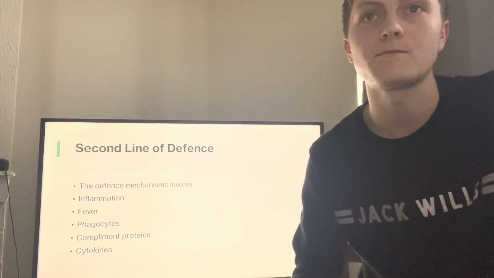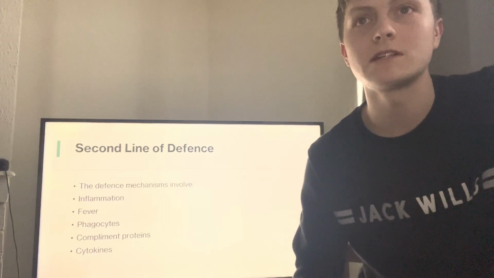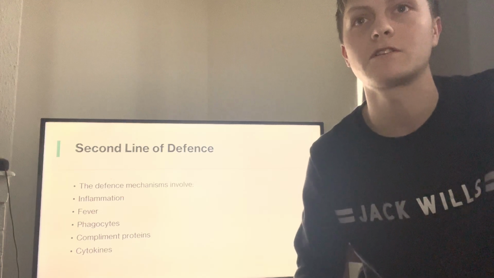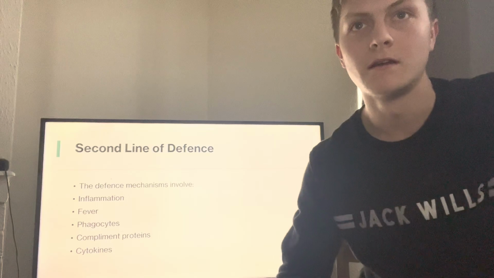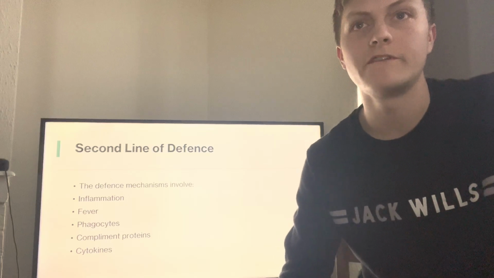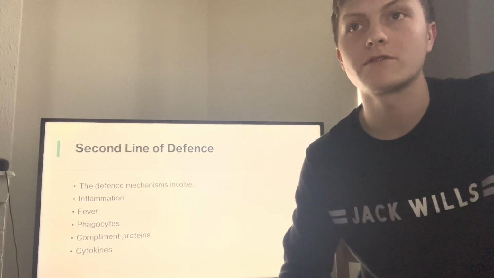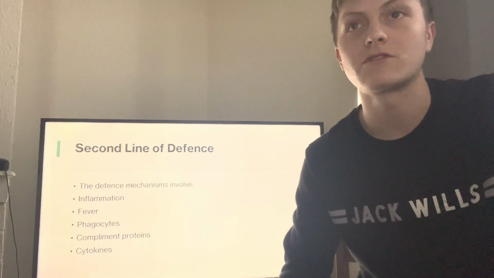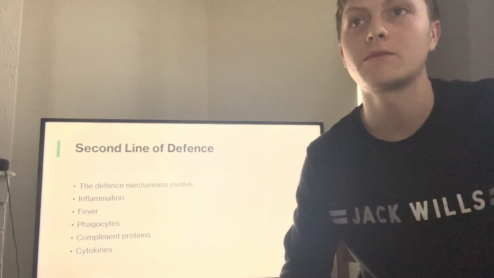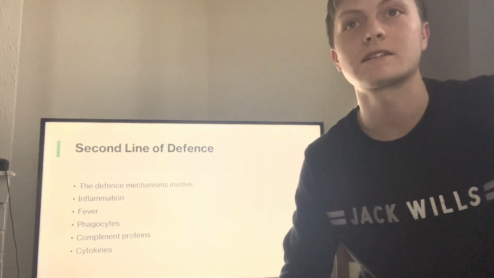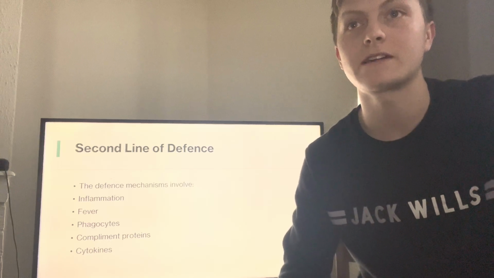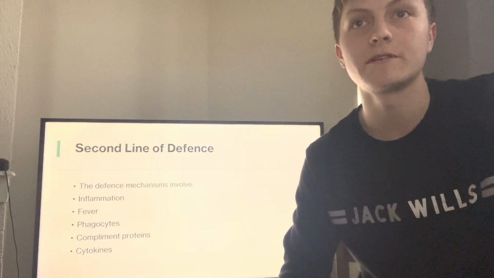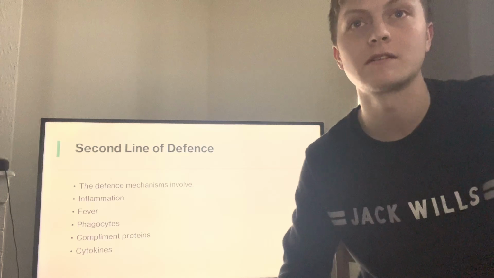Second line of defence. This is a range of non-specific responses. They do not differentiate between the different types of infection and respond the same way each time. The defence mechanisms involve inflammation. There is an increase in the number of white blood cells at the affected area. Fever. Body temperature is increased to prevent bacterial growth and help immune cells to work faster. Phagocytes. Large white blood cells move to the infected site and engulf the foreign body or infection. Complement proteins help break down and remove pathogens.